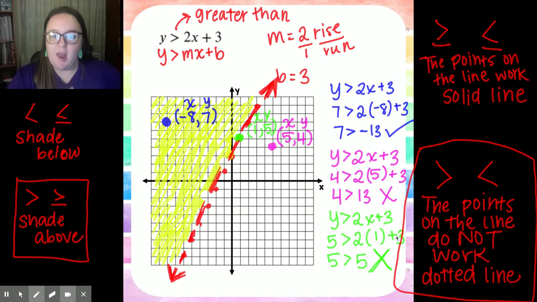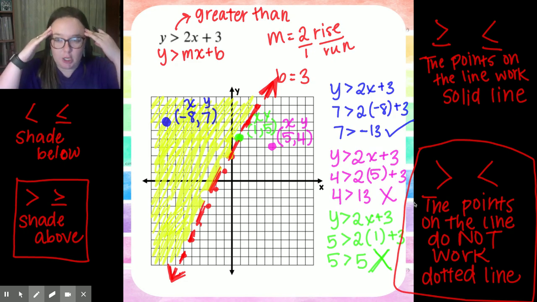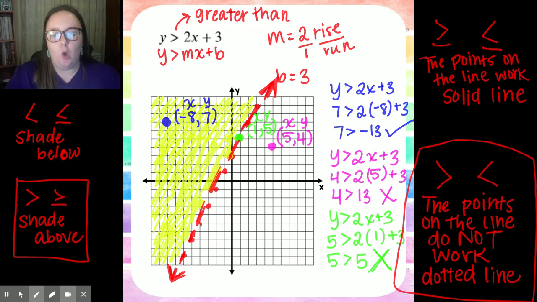You will not always have to do test points to figure out these. Once you learn these rules and they are stuck in your brain, you will just know which points work and which points don't. Okay, so in the next couple of videos, we're just going to be working with the rules. We're not going to be substituting test points or anything like that. But if you don't understand these rules, guys, this is a for sure way that you know which points work and which points don't.